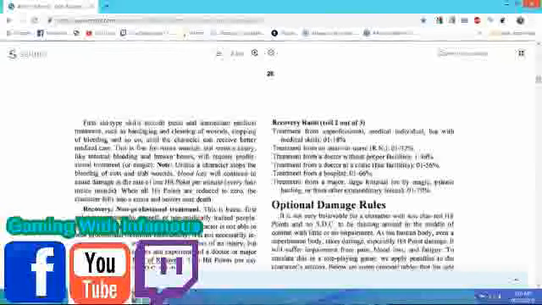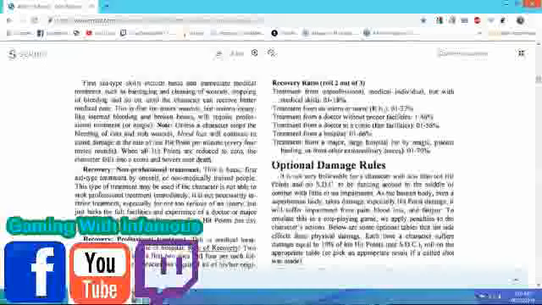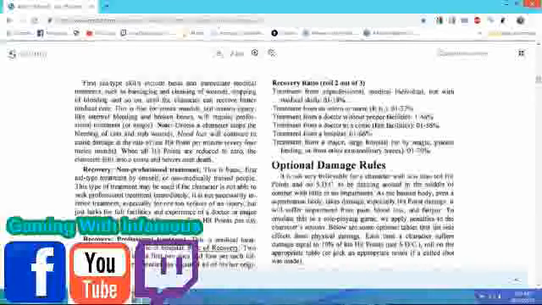First aid type skills include basic and immediate medical treatment, such as bandaging and cleaning of wounds, stopping of bleeding, and so on, until the character can receive better medical care. This is fine for minor wounds, but serious injury like internal bleeding and broken bones will require professional treatment or magic.